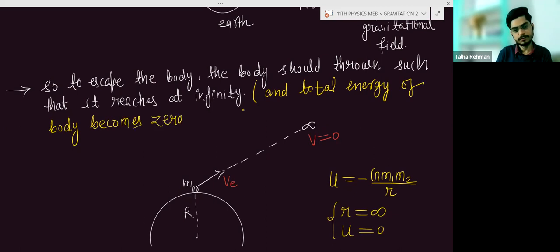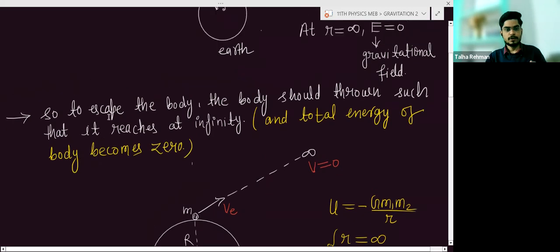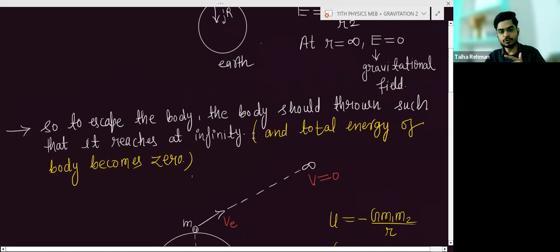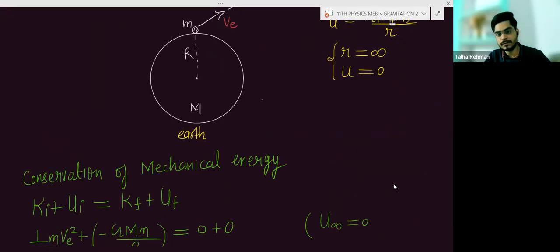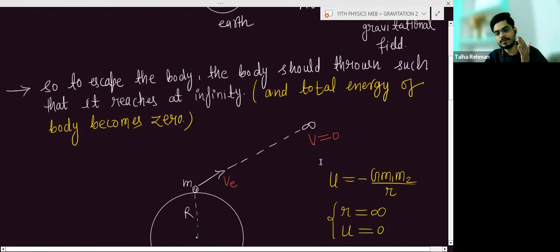Now read it again. To escape, the body should be thrown such that it reaches infinity. At infinity, the total energy of the body will become zero. Total energy means kinetic energy plus potential energy of the body will become zero. For escape, the total energy at infinity is zero. So this concept we will apply. Otherwise, we already know that at infinity, kinetic energy is zero, and potential energy is also zero.